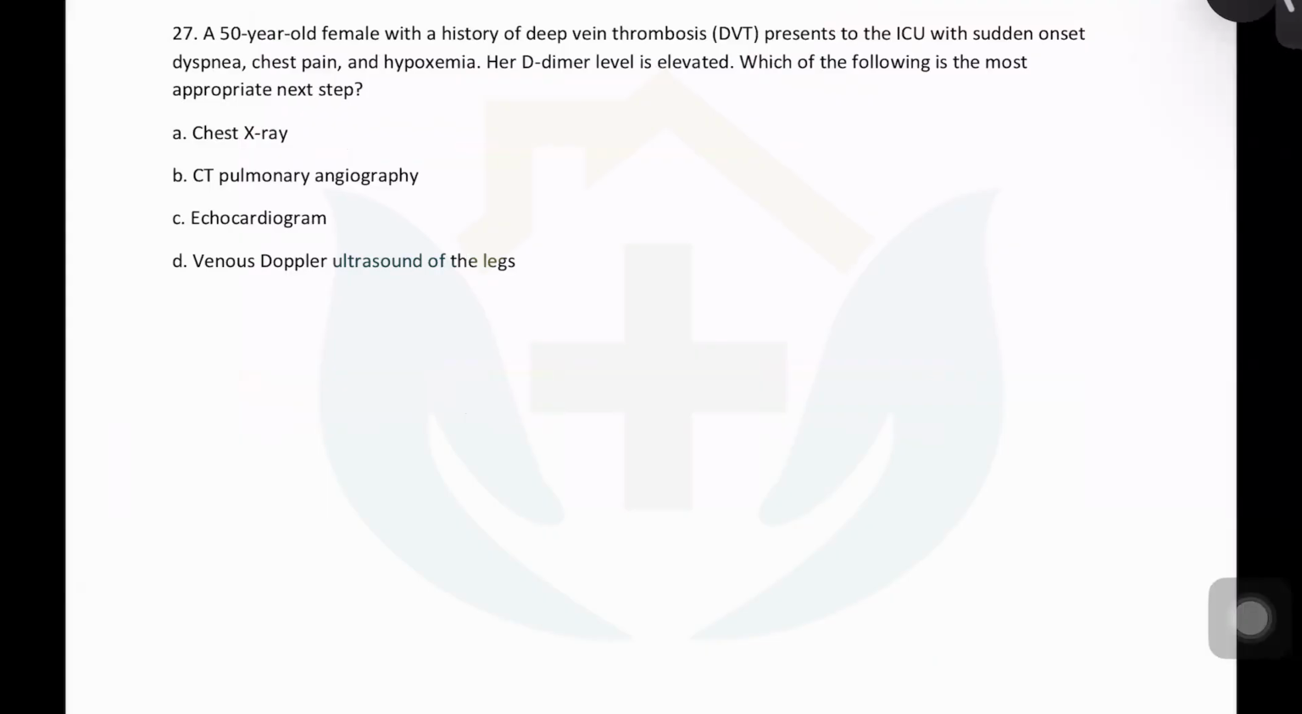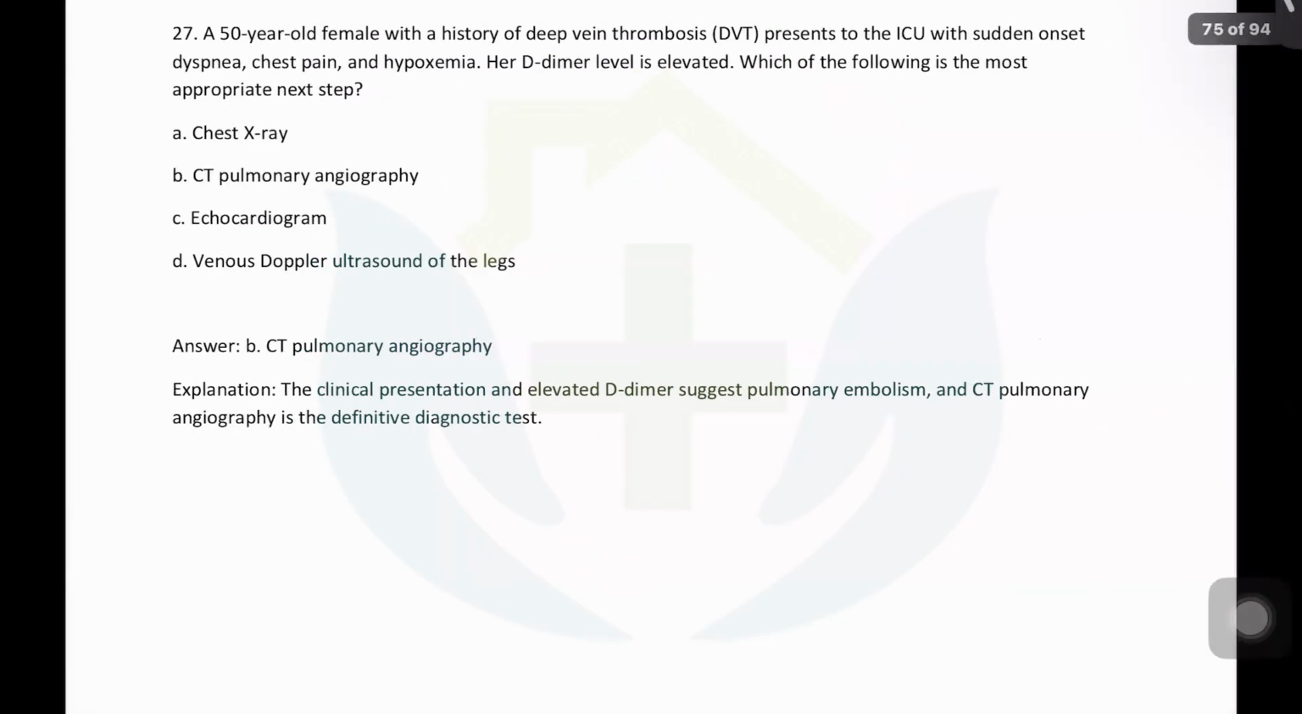Okay, a 50-year-old female with history of DVT presents to the ICU with sudden onset dyspnea, chest pain, hypoxia, D-dimer elevated. Which of the following is the most appropriate next step? Chest X-ray, CT pulmonary angiogram. So we would do a CT pulmonary angiogram.